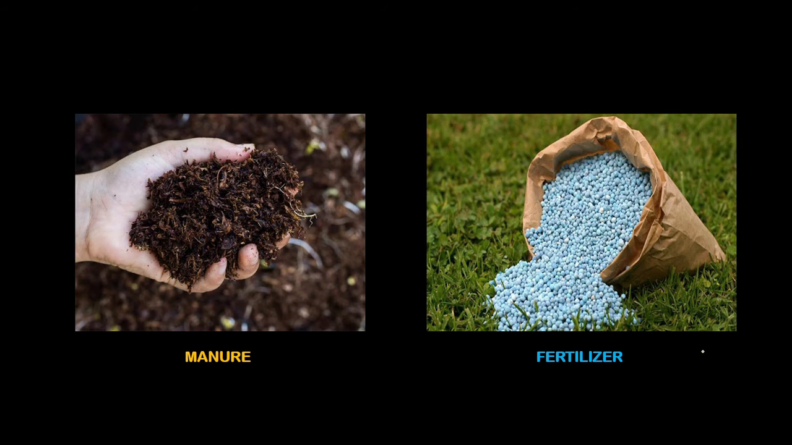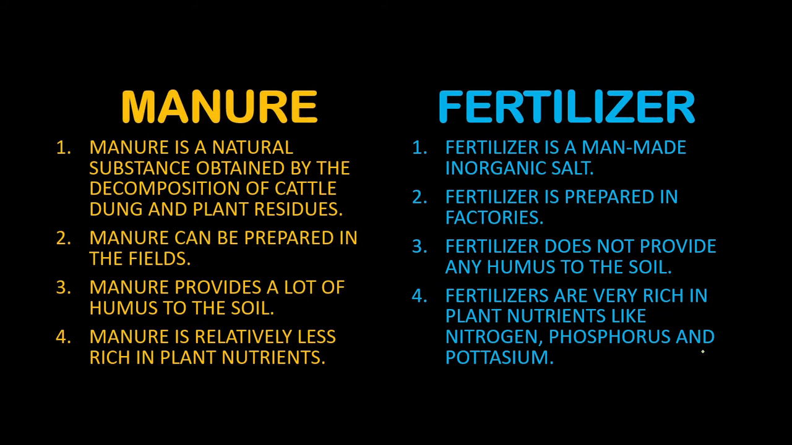Here you can see how manure and fertilizers look. It is important that you know how these look because we will be differentiating between these two. In this table, manure and fertilizers have been differentiated in altogether 4 points. Manure is a natural substance obtained by the decomposition of cattle dung and plant residues, while fertilizer is a man-made inorganic salt. Manure can be prepared in the fields, while fertilizers are prepared in the factories.